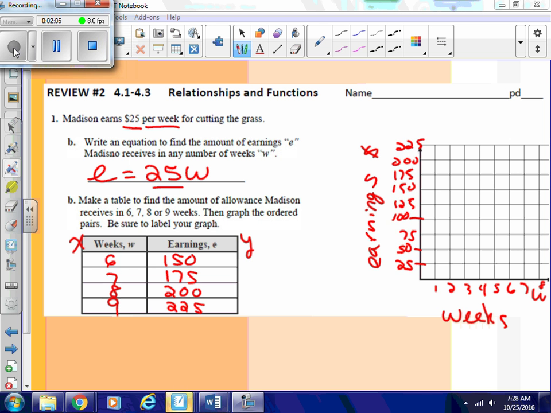For 6 weeks, we had $150. 7 weeks was 175. 8 weeks is 200, and on my graph paper, I don't have room for my final point, but you do on yours.